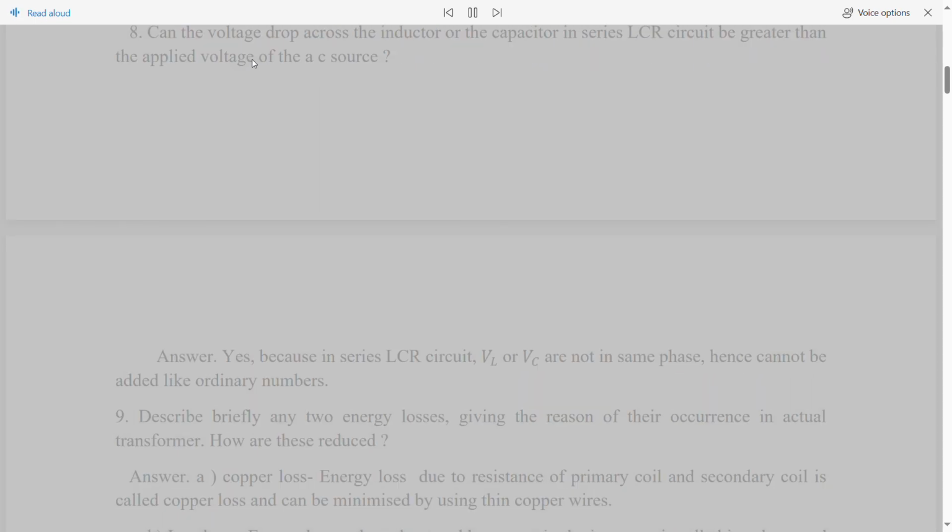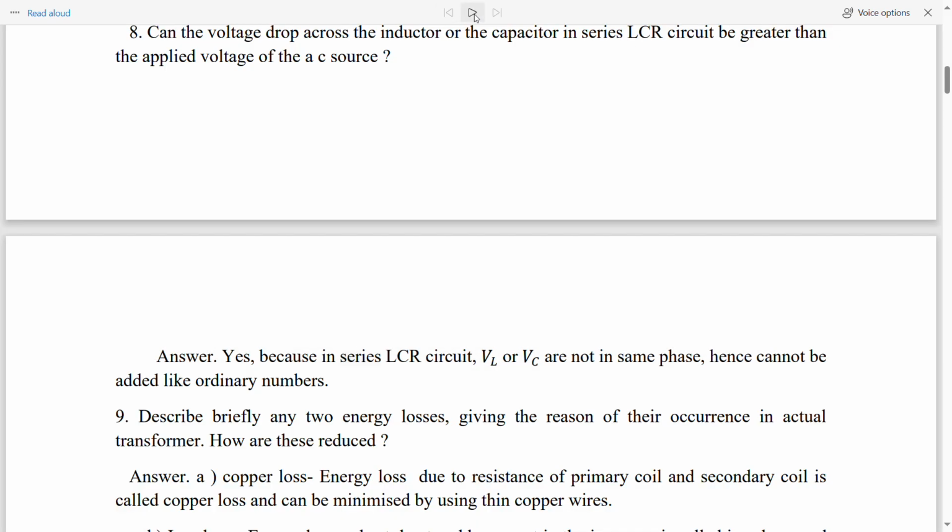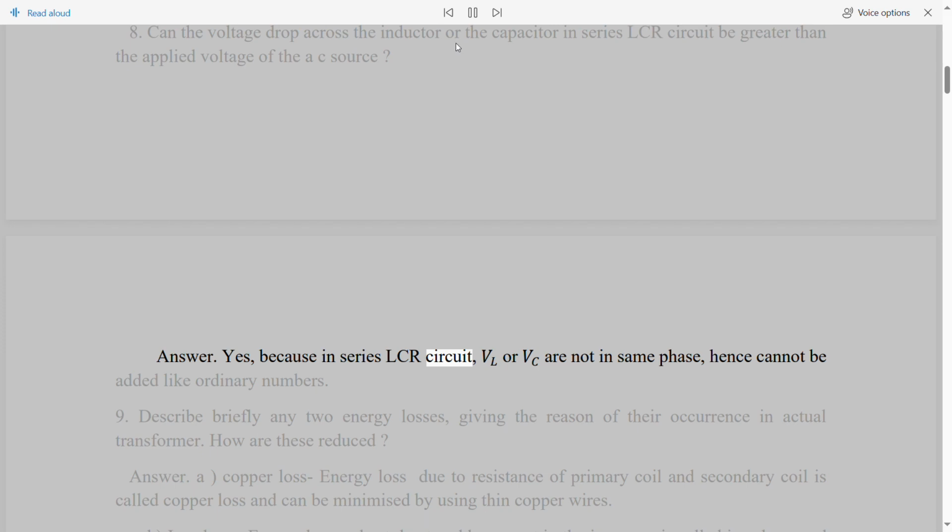9. Can the voltage drop across the inductor or the capacitor in a series LCR circuit be greater than the applied voltage of the AC source? Answer. Yes, because in a series LCR circuit the voltages are not in the same phase, hence cannot be added like ordinary numbers.